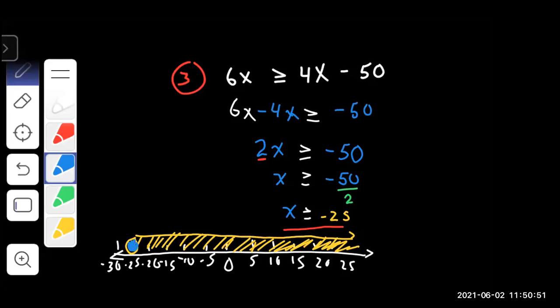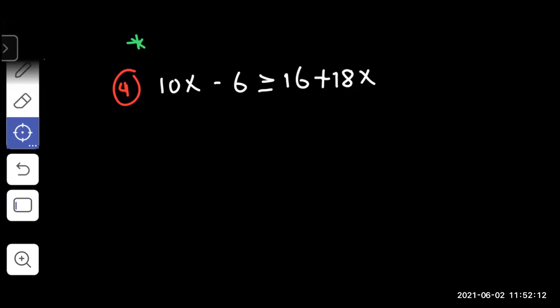Let's have a look at another example. This is like solving equations, exactly the same thing, right? The same process, getting rid of the numbers, etc. There is one big difference, a big one, guys. And I'm going to explain to you through this example what the difference is. Let's have a look at this: 10x plus 6 greater than 16 plus 18x.